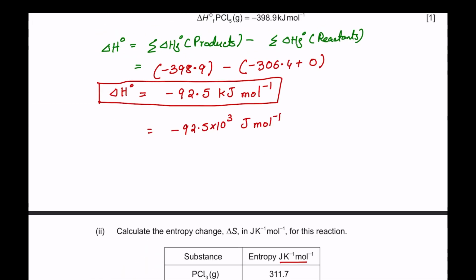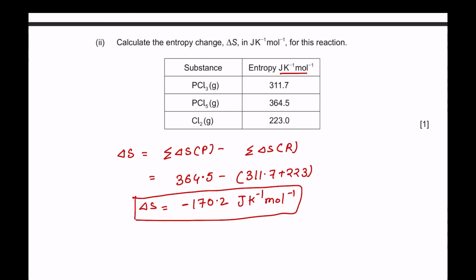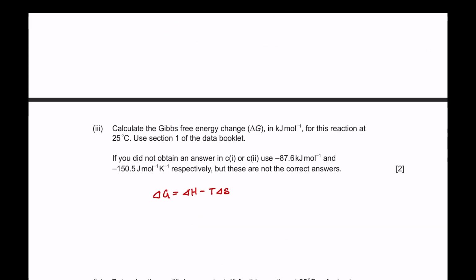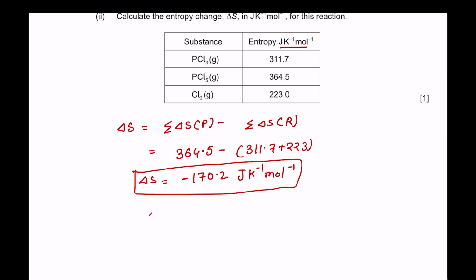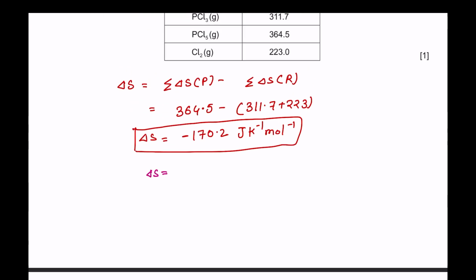So delta H we obtained as minus 92.5 kilojoule mole inverse, while delta S is minus 170.2 joule Kelvin inverse mole inverse. Now when we are working with delta H and delta S, you either have to convert delta H to joules, or convert delta S to kilojoules. It's better if we convert delta S to kilojoules, because we would be multiplying it with temperature. So we can write it as minus 0.1702 kilojoule Kelvin inverse mole inverse.